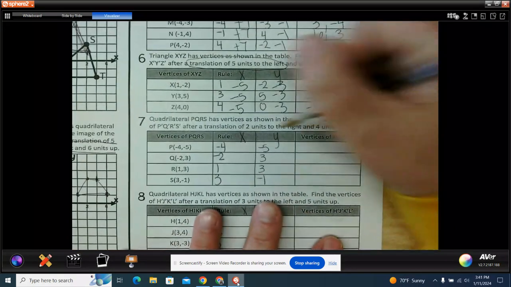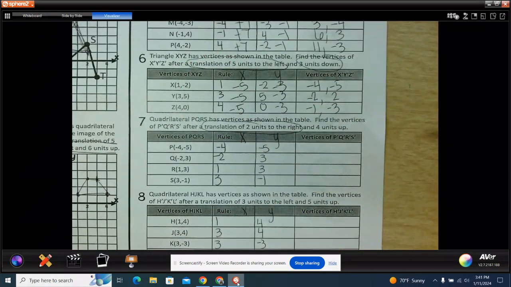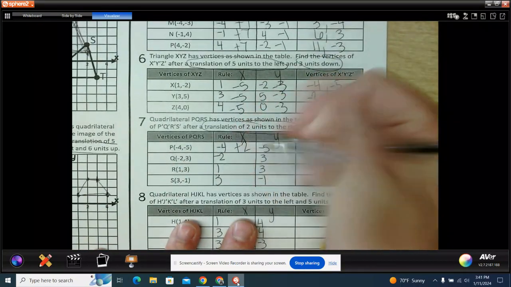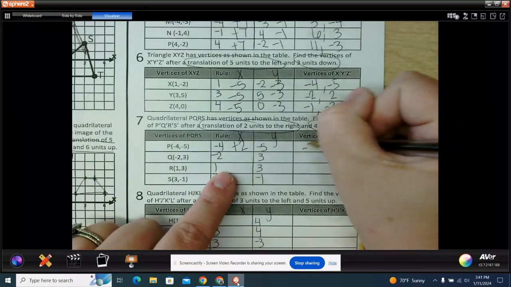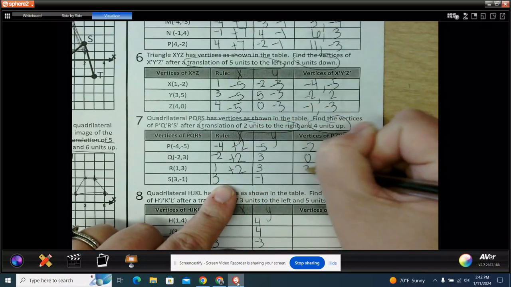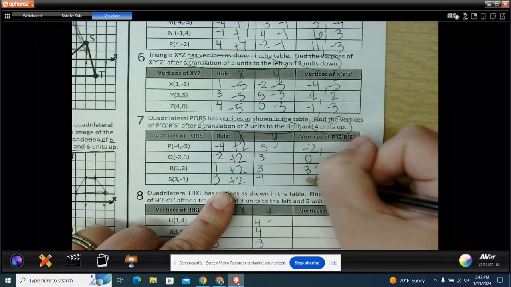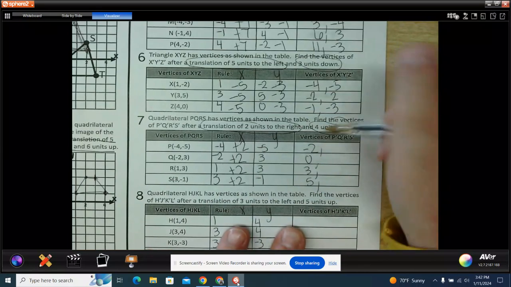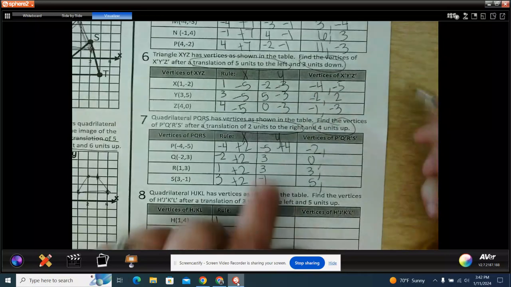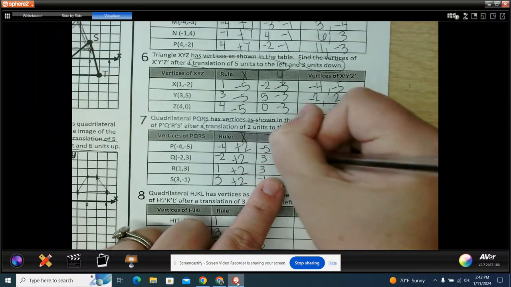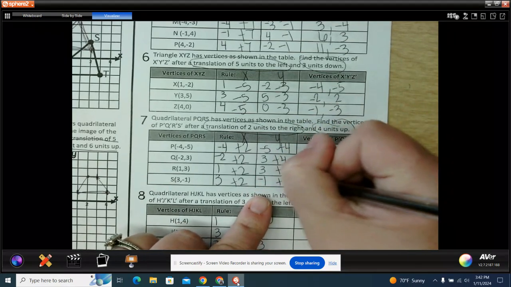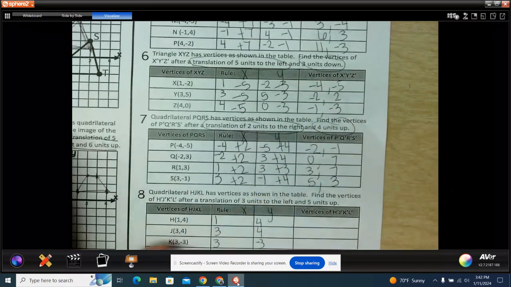Now for our quadrilaterals, we're going to translate 2 units to the right and 4 units up. Right, we're going to add 2. So negative 4 plus 2 is negative 2. Negative 2 plus 2 is 0. 1 plus 2 is 3. 3 plus 2 is 5. And then for our y values, we translate 4 units up. So that means plus 4. Negative 5 plus 4 is negative 1. 3 plus 4 is 7. 3 plus 4 is 7. Negative 1 plus 4 is 3.